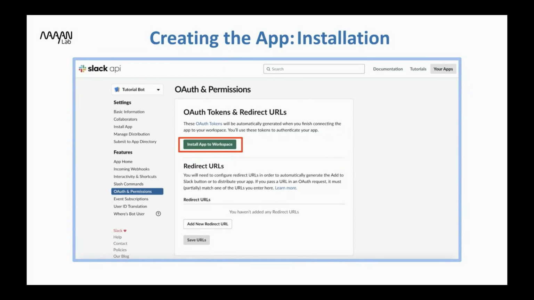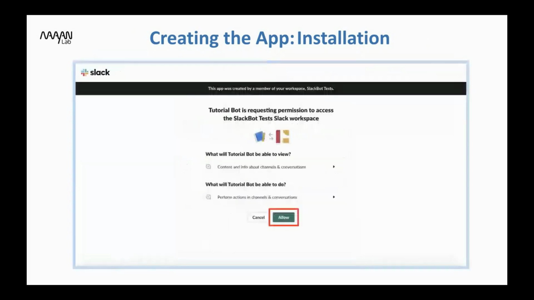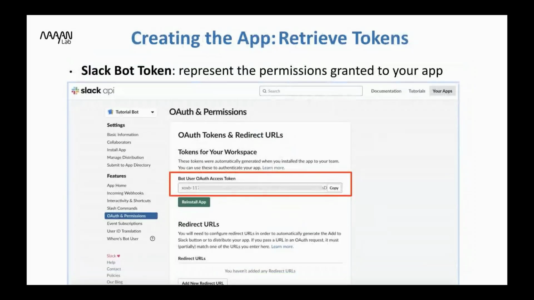So you're just going to want to click Install to Workspace, and you're going to be brought to this page. And basically, it's just saying that your bot is requesting permission to access your workspace, and you're just going to want to click Allow. And now your app will be installed into your workspace. But before we can start doing anything, we have to collect some important pieces of information. So after you've installed it and you're brought back to this app page, under OAuth and permissions, there's going to be a new section with your bot token.